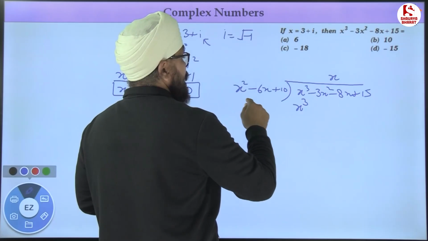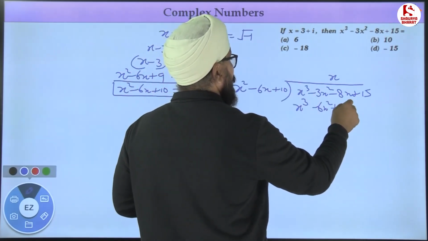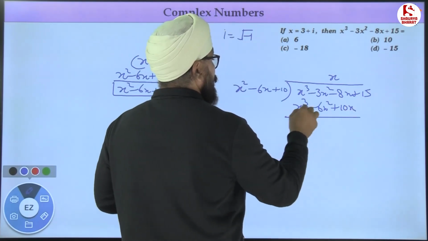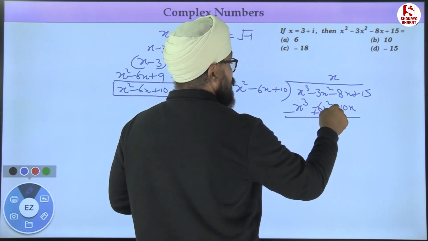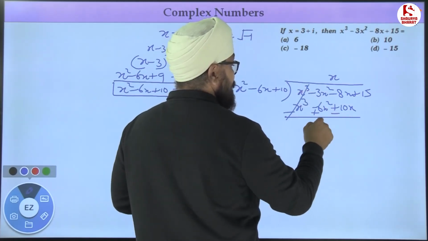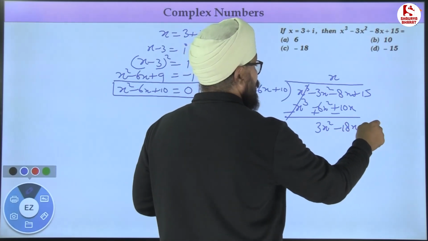So we can write this as x³ − 6x² + 10x. When you subtract that, the x³ gets cancelled, we are having 3x², and now we have −18x + 15.